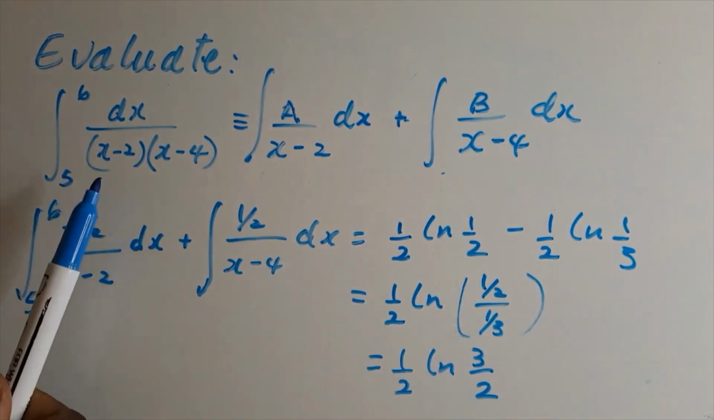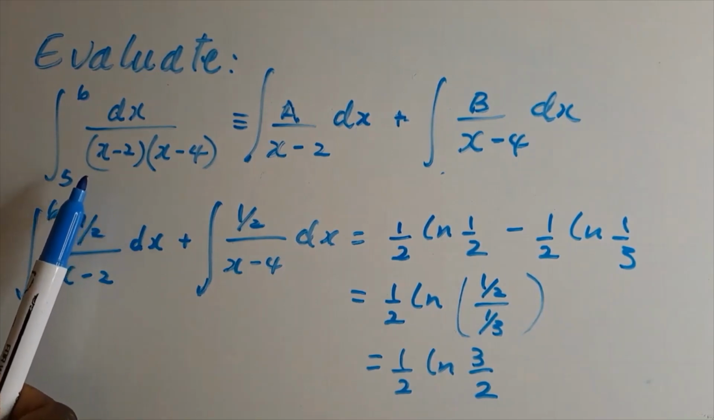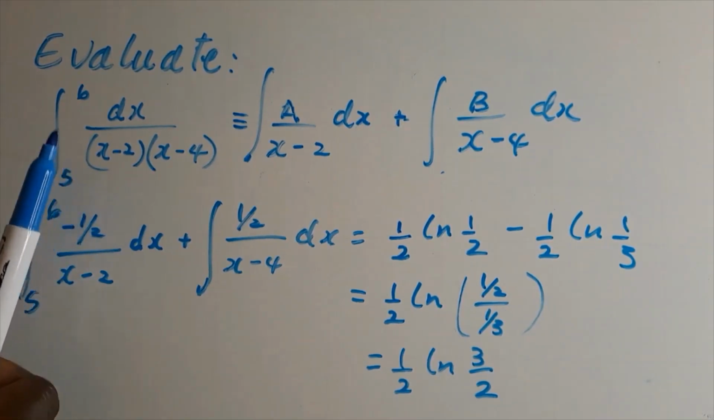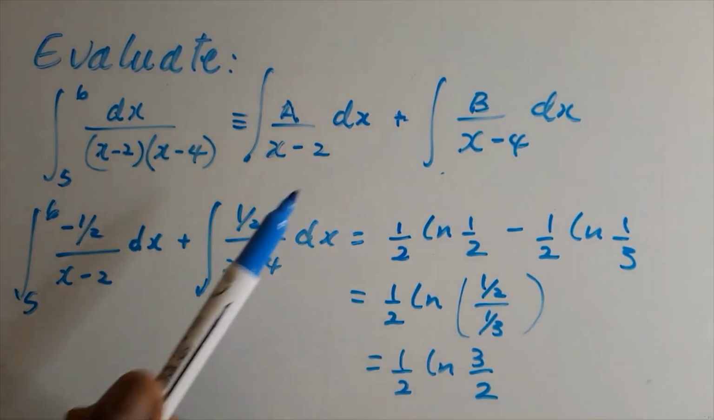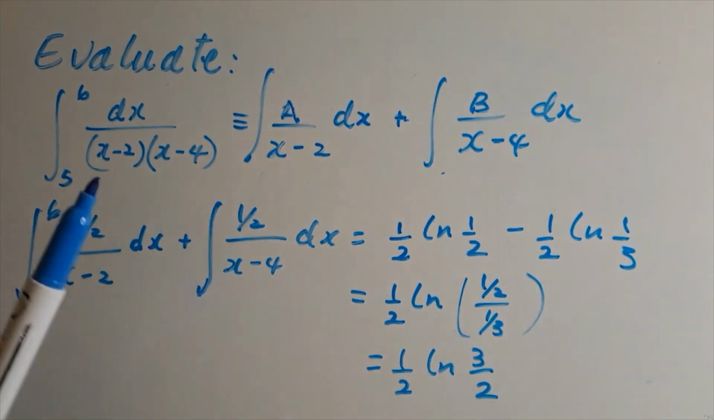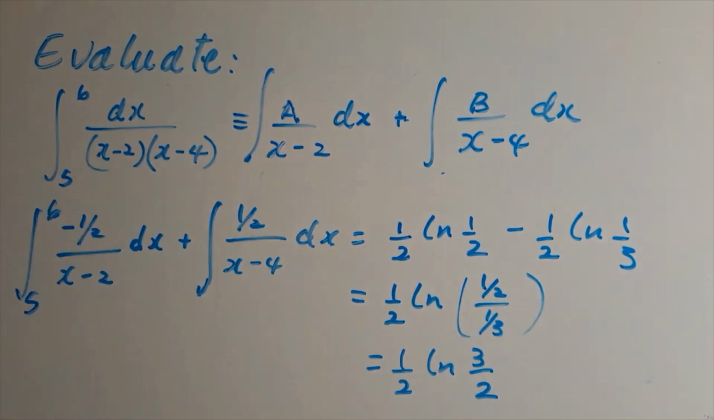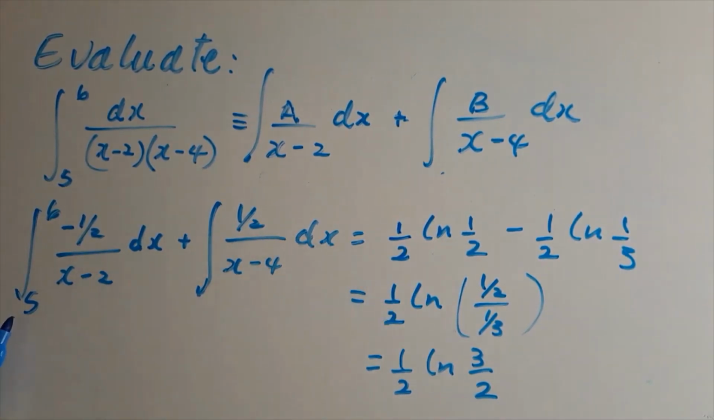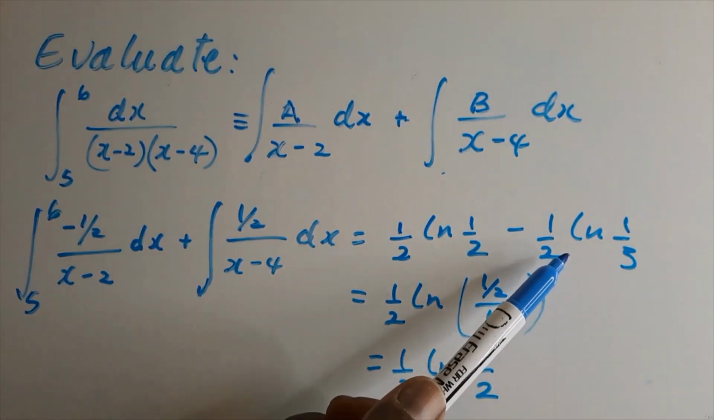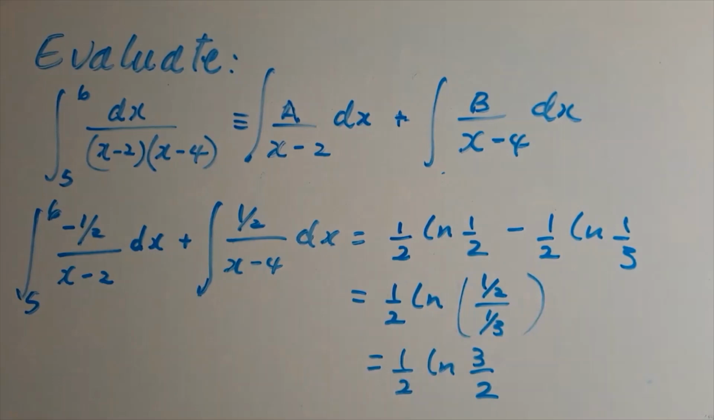So first, before evaluating this logarithm, I applied partial fractions to find the constants a and b, a being negative a half, b positive a half. Then we applied the limits for 6, and this was the result, and the limits at 5, which gives us this, simplified as a half ln 3 over 2.